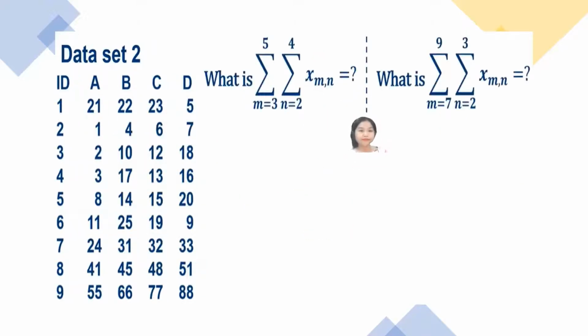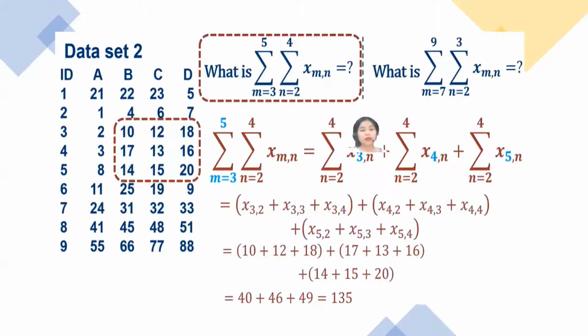Actually, we're almost done. So now it's your turn to do the calculation. What is summation of XMN as M goes from 3 to 5 and N goes from 2 to 4? And the other way around, we have another example here. What is the summation of XMN? Still, it's the same variable used as M goes from 7 to 9 and N goes from 2 to 3. So let's try to compute for this one. So ito na po yun.